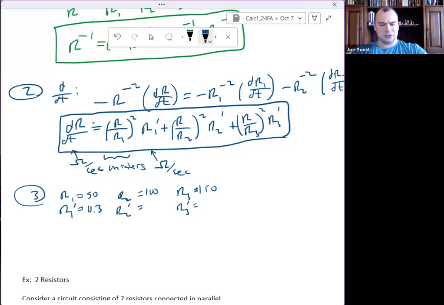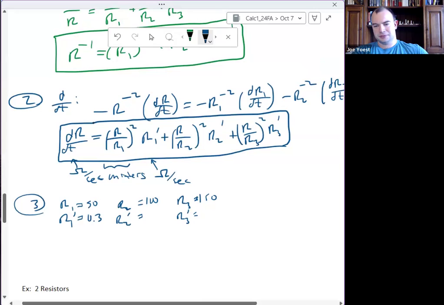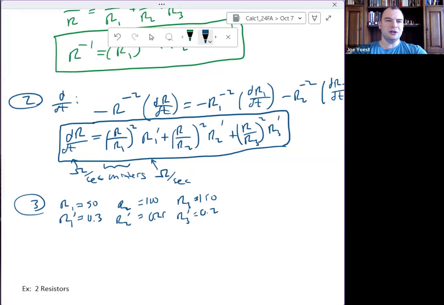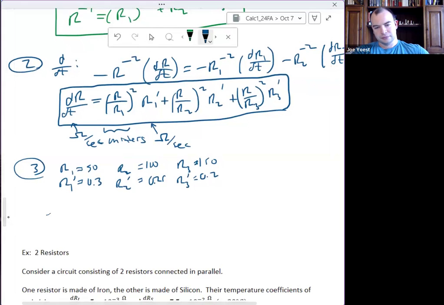R2 prime, I think, was 0.25 and 0.2, right? Yeah, 0.25 and 0.2. Again, I know that all the units work out, so I'm not going to track them through at this point. So R prime, dR/dt, is what? Well, I need R over R1, R over R2, and so on. So I need to know R as well.